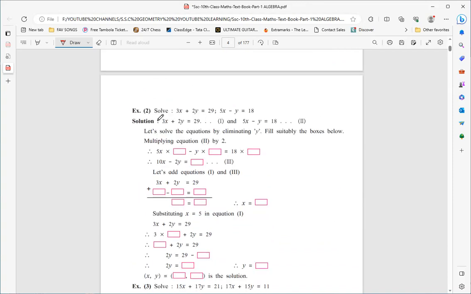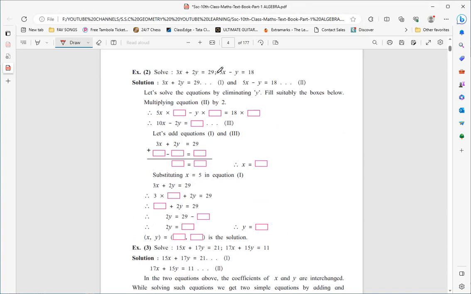Now here we have example 2. Solve 3x plus 2y equal to 29, 5x minus y equal to 18. Let's solve the equations by eliminating y. Fill in the boxes below suitably, multiplying equation 2 by 2. So what we do is multiply equation number 2 by 2, because here we have a 2y in equation number 1. And when you multiply this equation by 2, you get 10x minus 2y equal to 36.